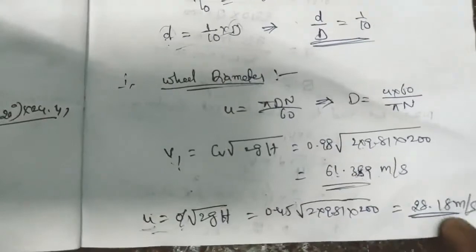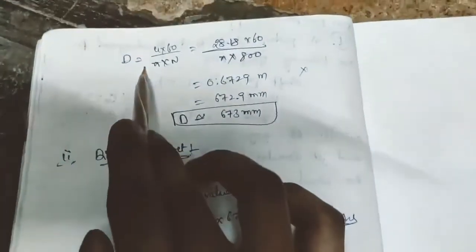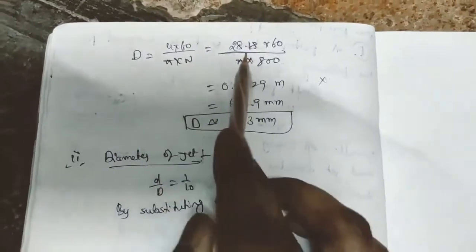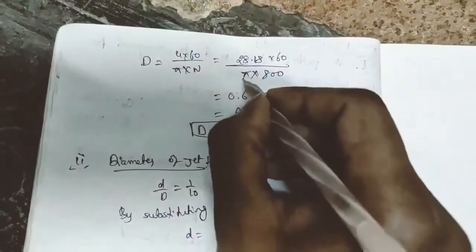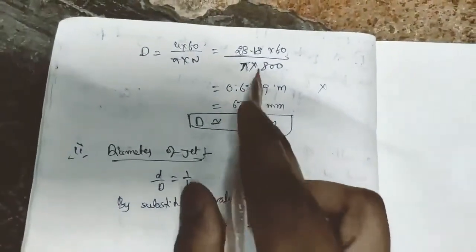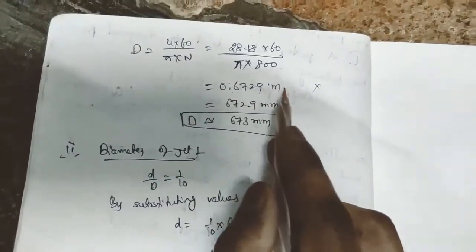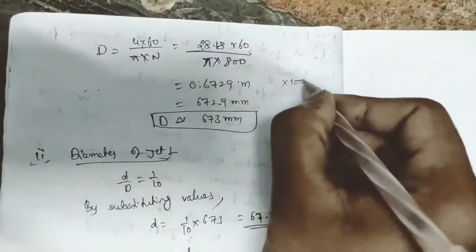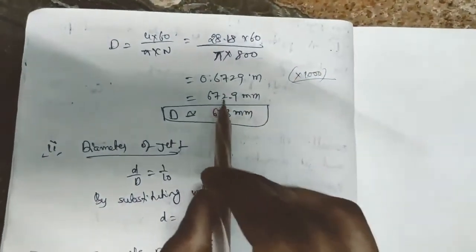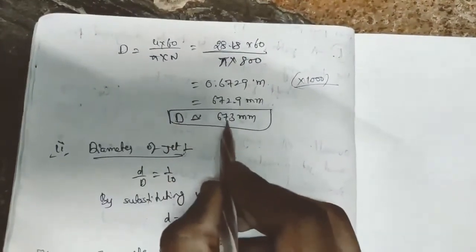So substitute this U value 28.18 in this formula. D equal to U into 60 by pi into N. U is the peripheral velocity, into 60 by pi into 800. By calculating this value we got 0.6729 meters. This value is in meters, so convert meters into mm, just multiply by 1000. So 672.9 mm. So approximately the diameter of the wheel is 673 mm.